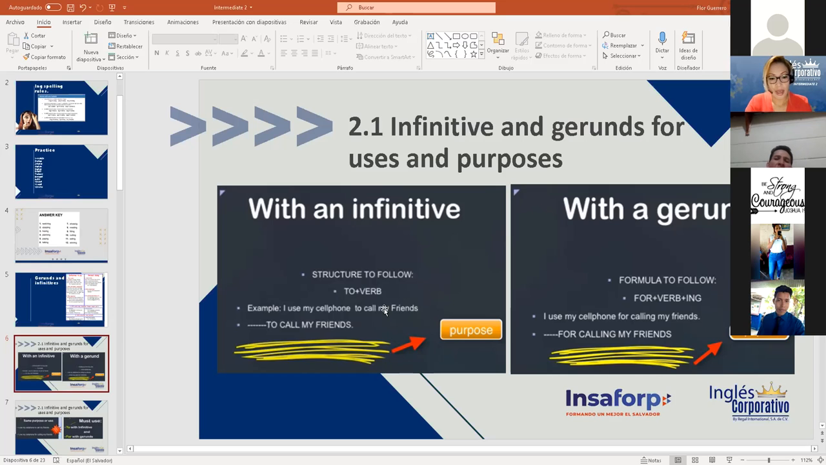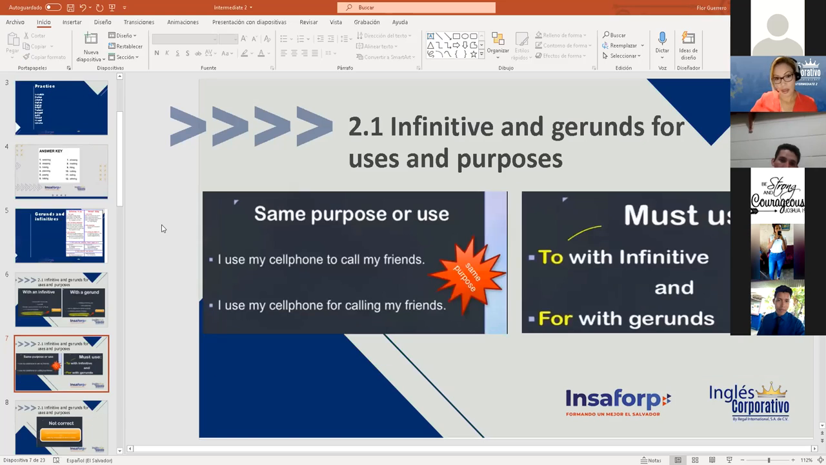Okay. So with the gerund, the same sentence with the gerund, I use my cell phone for calling my friends. As you see, we are adding the preposition for and then the verb plus ing, meaning the same thing. With the same purpose, same use. Remember that for an infinitive, we must use to before the verb. With gerunds, we are going to use the preposition for and then the gerund.